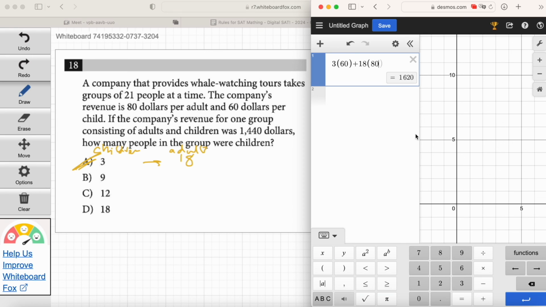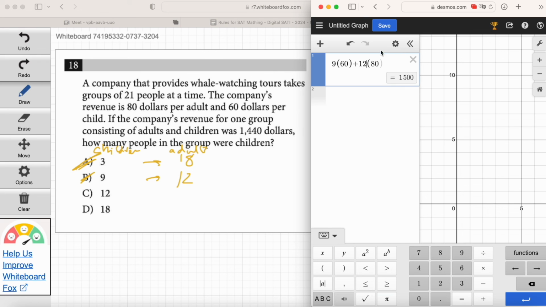If there's 9 children, how many adults are there? There are 12 adults. Let's test it. I'm just replacing the 3 with a 9. I'm going to replace the 18 with a 12. Does that give us 1,440? No, it does not. We've got 1,500 there, so it's not B.